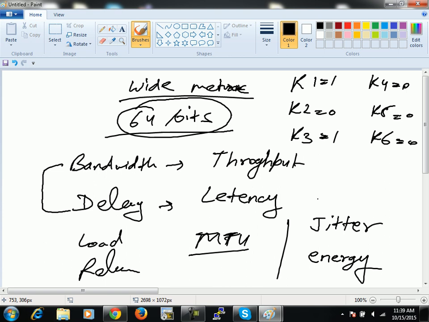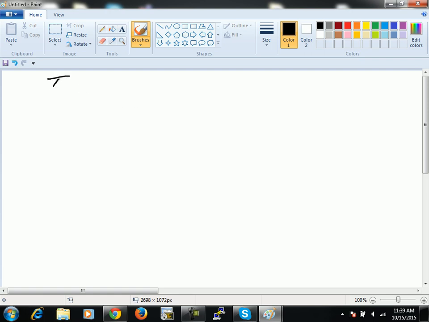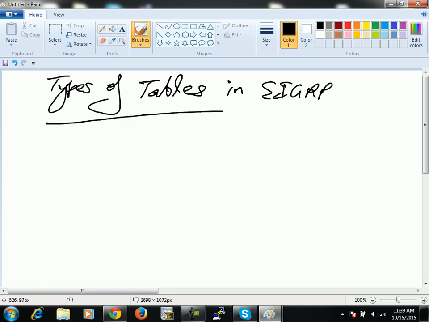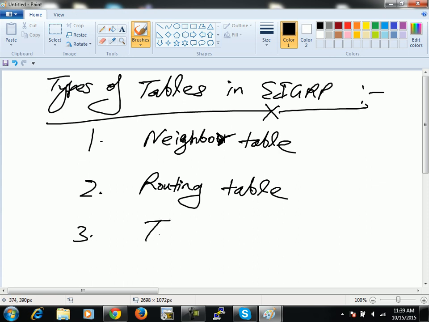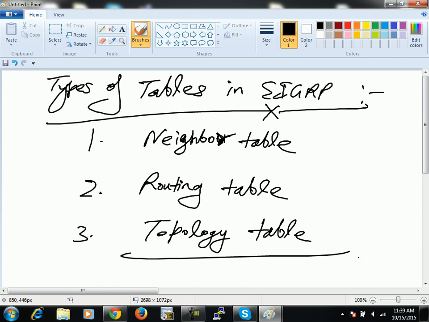Fine. So that's all about metric calculation in EIGRP. Let's talk about types of tables available in EIGRP. First, neighbor table, routing table, and topology table. These three tables will be there in EIGRP. Now you know very well in the neighbor table it will have information about its neighbors. So if it is having 2 neighbors, 3 neighbors, then it will keep that information in its neighbor table only.